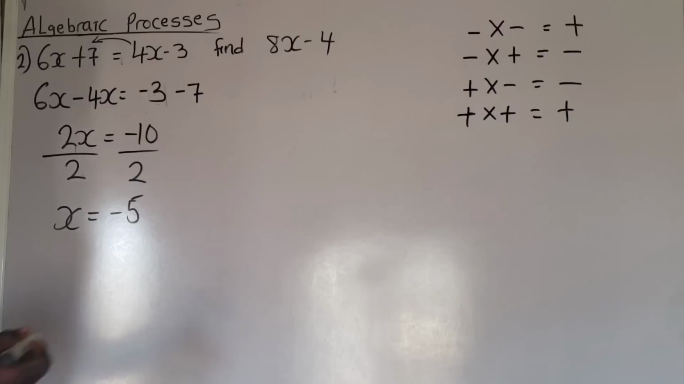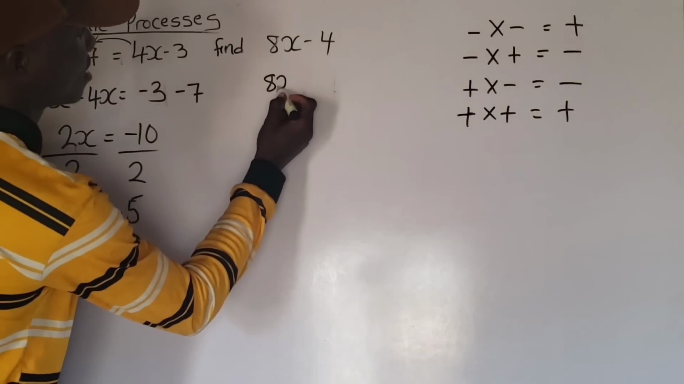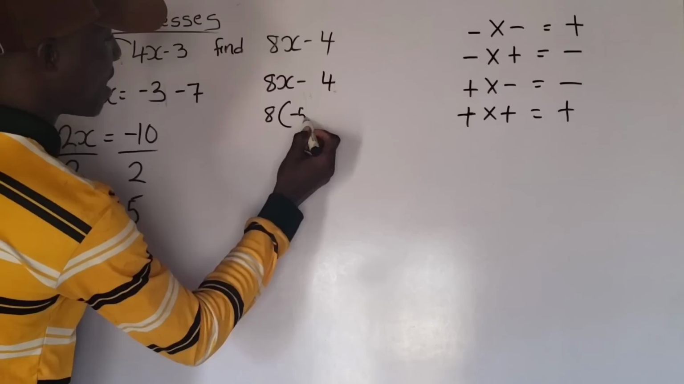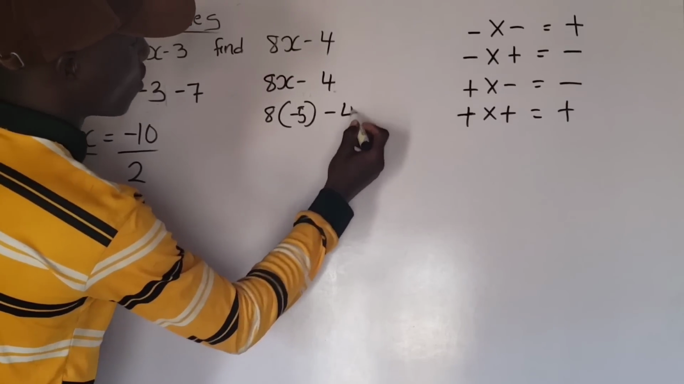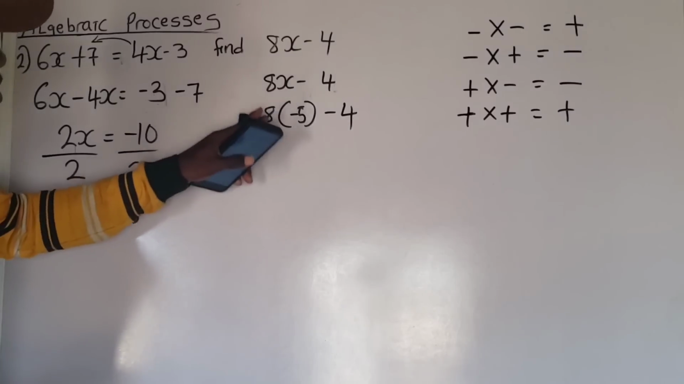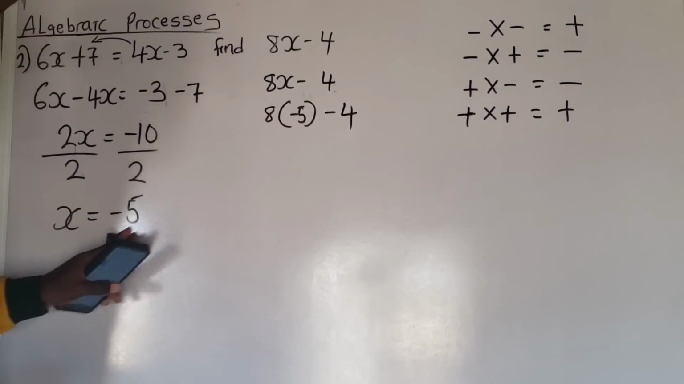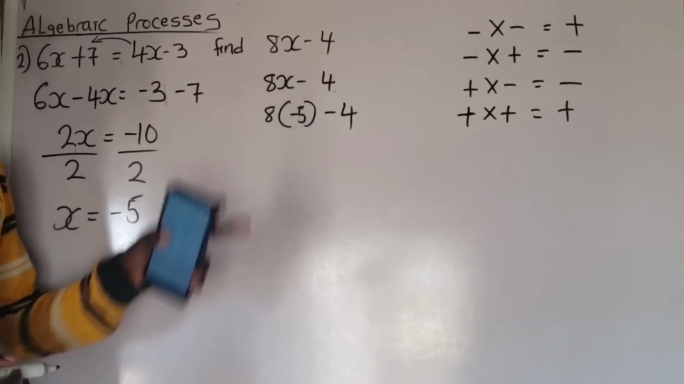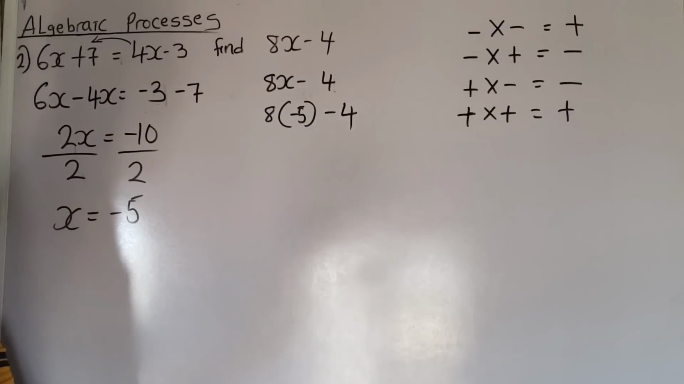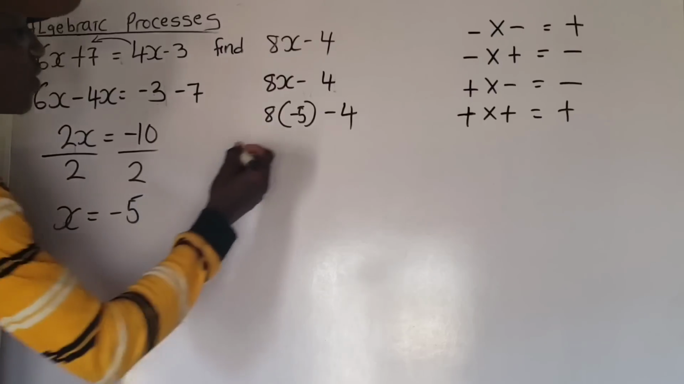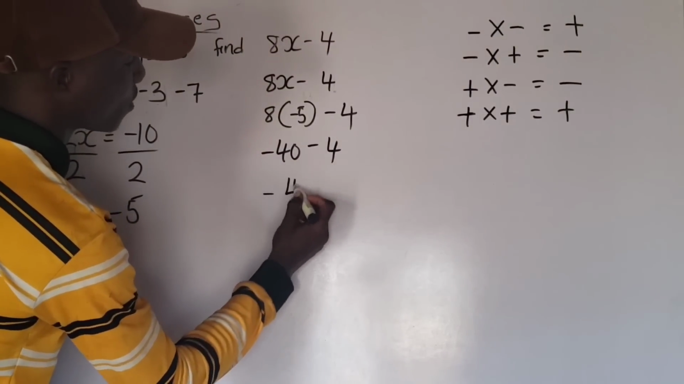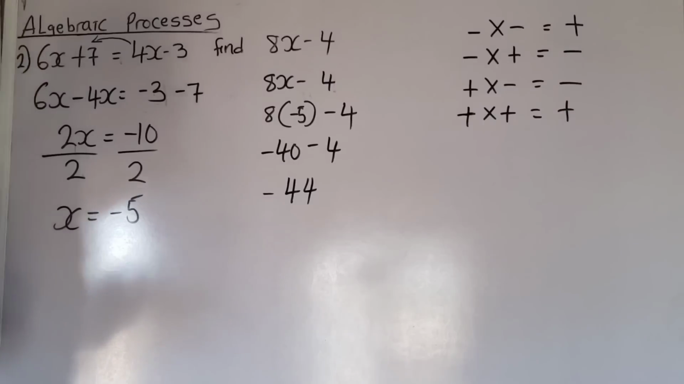Do you understand? Now, 8x minus 4 will now be equals to 8 into bracket negative 5, minus 4. Do you understand? 8 into bracket x. x is what? Negative 5, minus 4. Now, 8 multiplied by negative 5. What's the answer? Negative 40. You understand? So for this, I'm going to have negative 40, negative 4, which is what? Negative 44. That is the value of 8x minus 4.